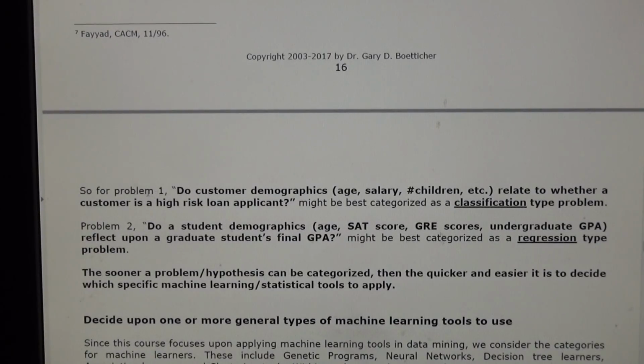So coming back to the first problem, do customer demographics relate to whether a customer is a high-risk loan applicant? We might view that as a classification type problem. The second one, can student demographics be used to predict or reflect upon a student's final grade point average? That might be viewed as a regression type of problem. And so the sooner you can understand what type of problem you have, the easier it is to go forward to know what tool or tools to use in that situation.